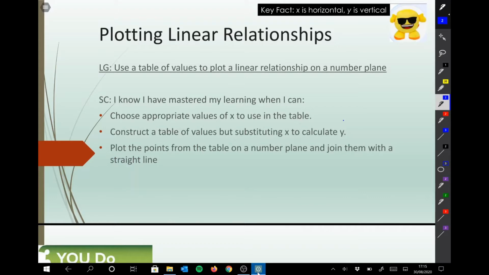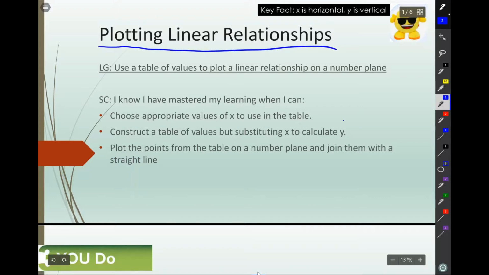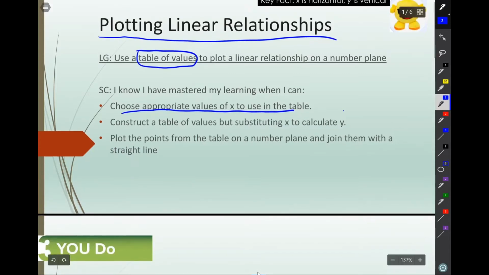Today we're going to be looking at plotting linear relationships, and specifically using a table of values to plot linear relationships on a number plane. So the three things we're going to be focusing on today is choosing an appropriate set of x values to use in our table of values. Then we're going to substitute our x values in to calculate our y values. And then once we have a set of points, we're going to plot them on a number plane and join them with a straight line.